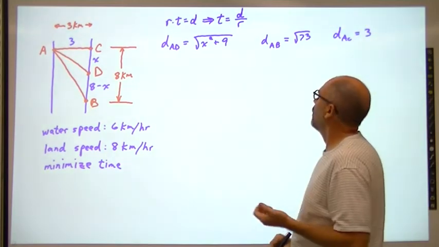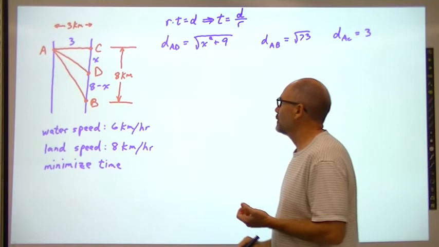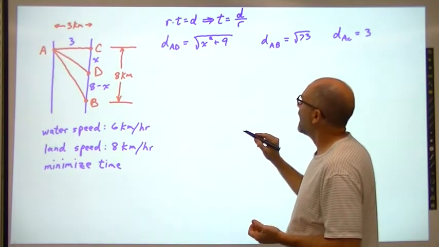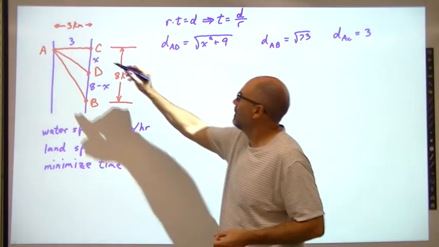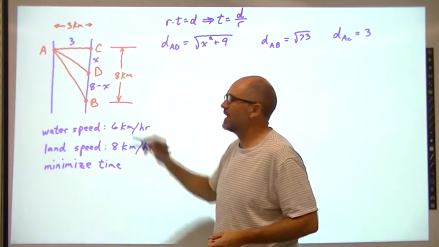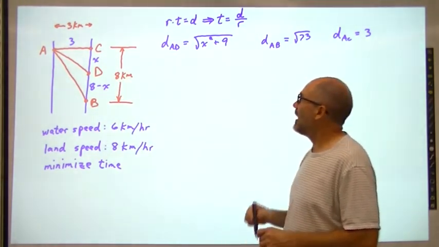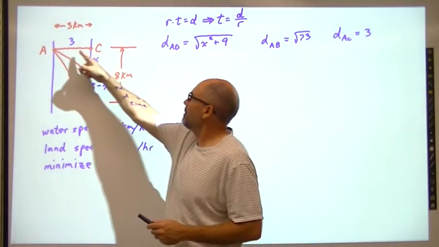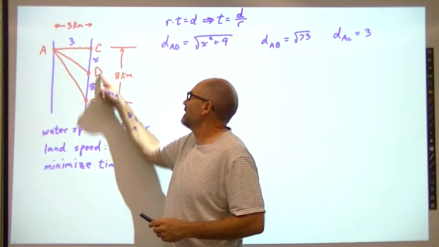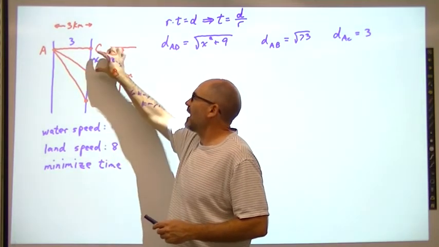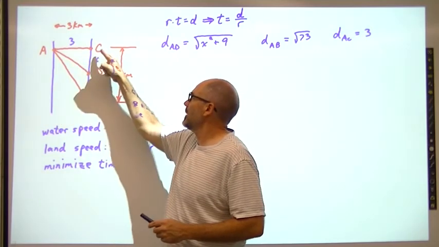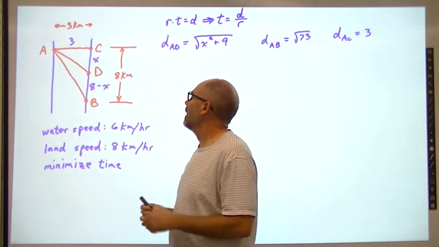Okay, so now what we want to do is get the time from A to D to B. Now, if the best route would be to go from A to C to B, then x will turn out to be 0. And that'll say you just go straight from A to C and then down to B.